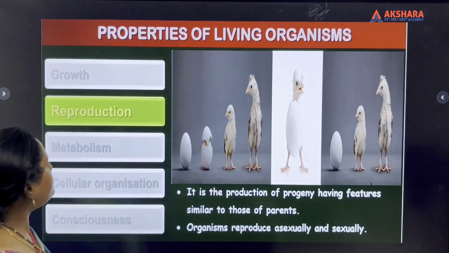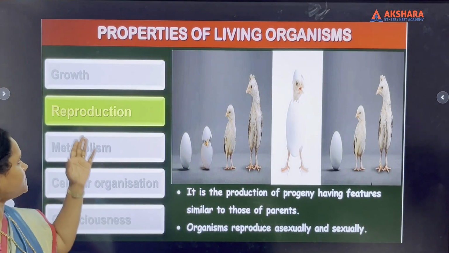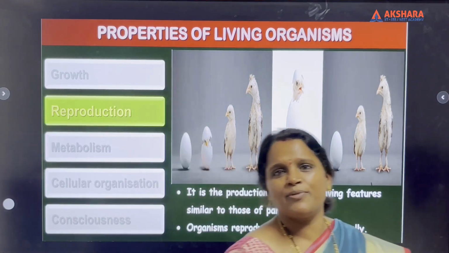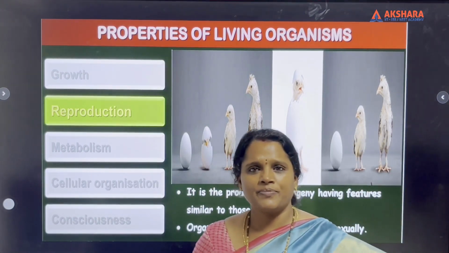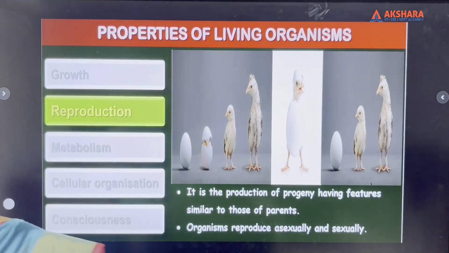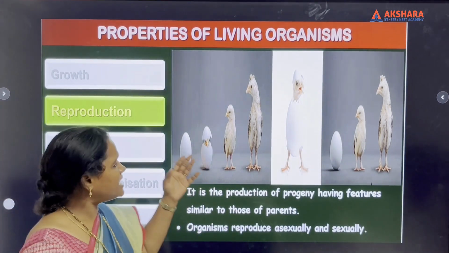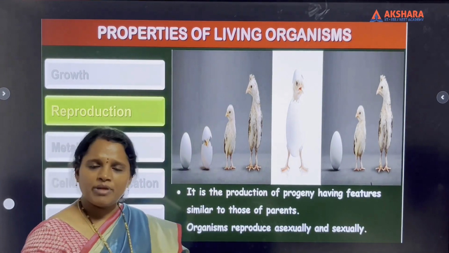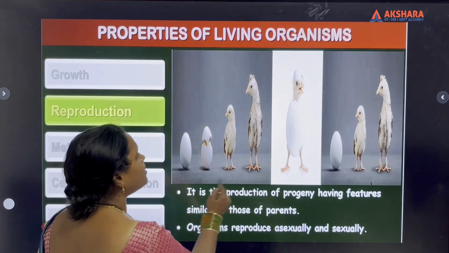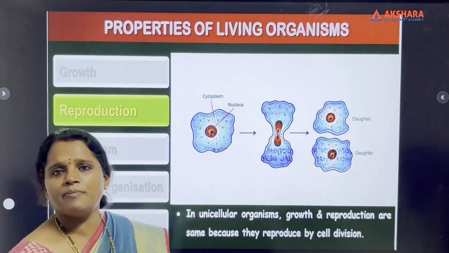Let's take another property of living organisms. The second one is reproduction. Reproduction is of two types. Every living organism will reproduce in order to increase its number, and there are two basic types of reproduction. One is asexual reproduction and the other is sexual reproduction. Asexual reproduction you can see in amoeba, unicellular forms, as we have just seen. Several unicellular forms usually reproduce asexually.